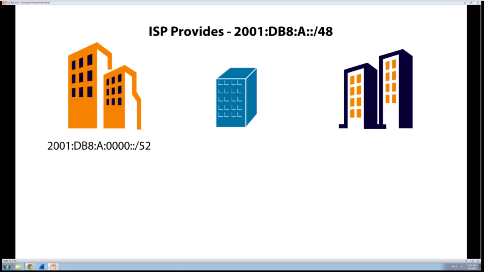Okay? For this first building here, I'm going to say 2001 BB8A 0::/52. So this now will be all of the networks that we have available for this particular facility. Then when I go assign these to individual networks, maybe my first floor network or the lobby network is 2001 BB8A 0::/64. And then the first floor is 2001 BB8A 1::/64. Second floor is 2::/64. Third floor is 3::/64.